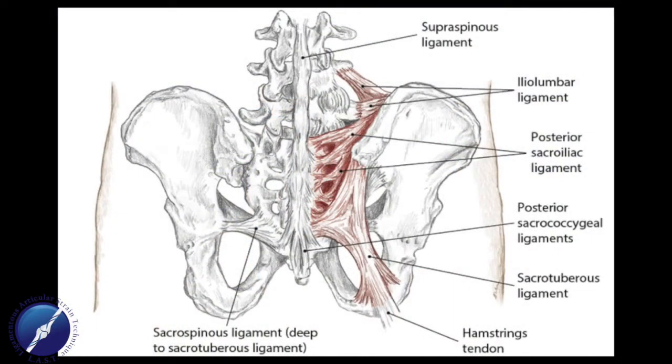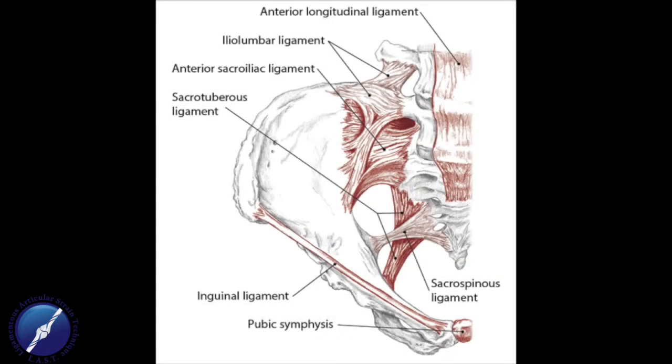The iliolumbar ligament, according to the research, has been shown to be one of the main stabilizers or main influencers in creating pelvic stability for the SI joints. And there's been some research that's actually shown that in cadaveric studies, when they've severed the iliolumbar ligament, you actually get an increase in range of motion and an increase in instability through the SI joints.